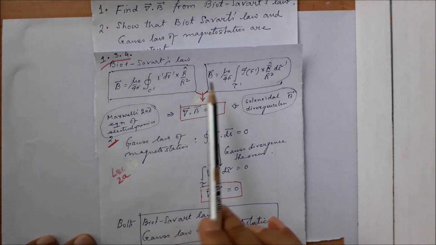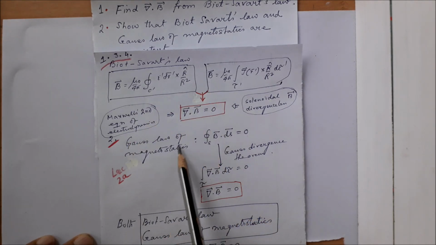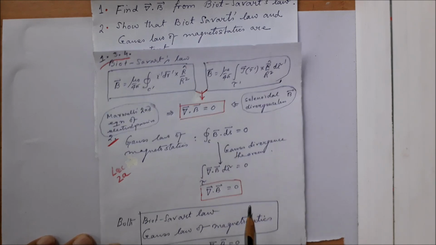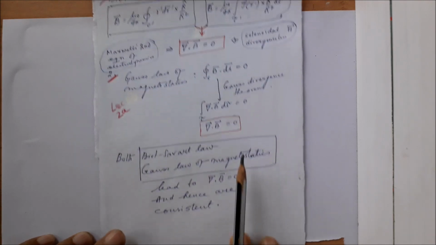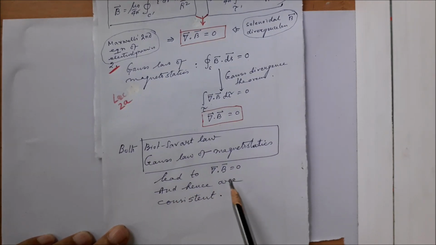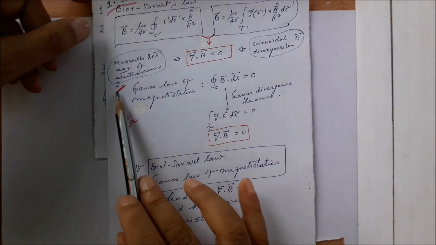Clearly therefore Biot-Savart's law gives us divergence B equal to 0, and Gauss' law of magnetostatics also gives divergence B equal to 0. So both Biot-Savart's law and Gauss' law of magnetostatics lead to divergence B equal to 0, and hence they are consistent, and this is wanted in question number 2.